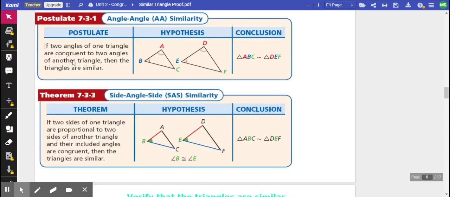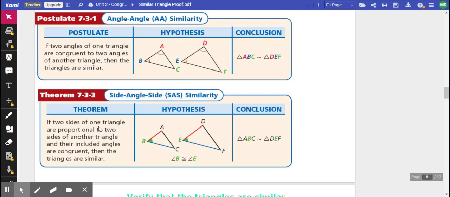The next kind is angle-angle similarity. Remember, we don't need the third angle because it's a triangle. We know it's 180 degrees total. So we know if two angles of one triangle are congruent to two angles of another triangle, then the triangles are similar to each other.